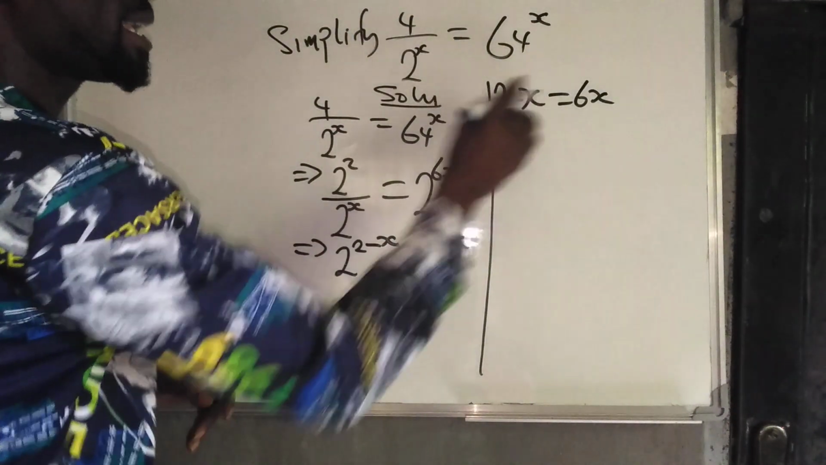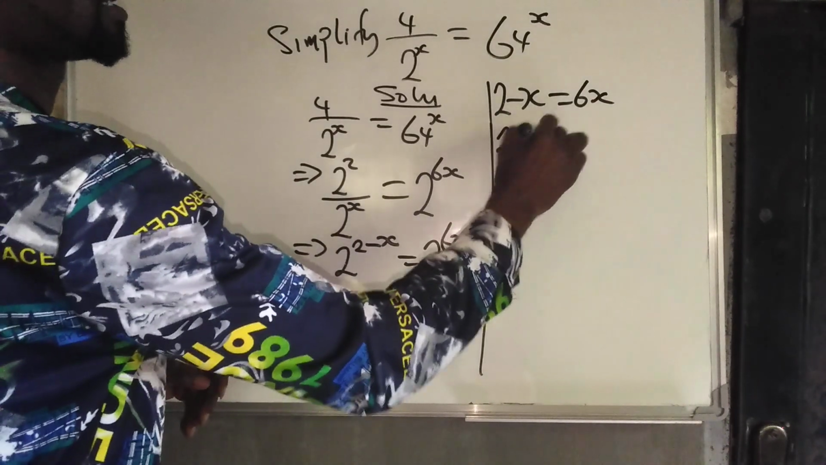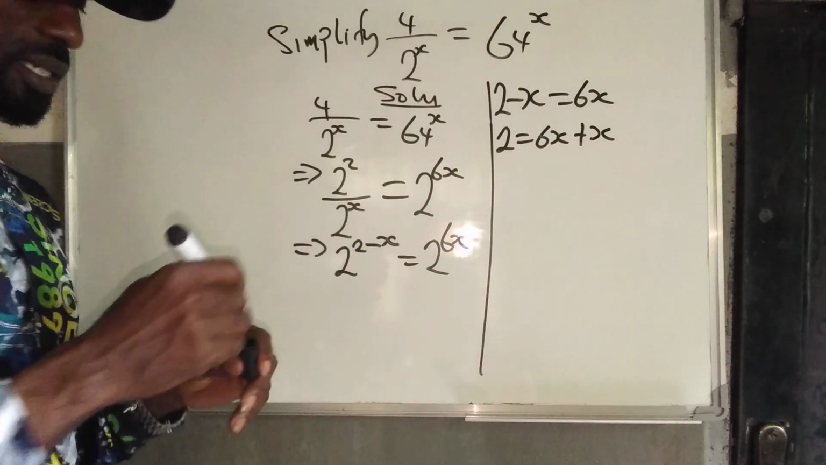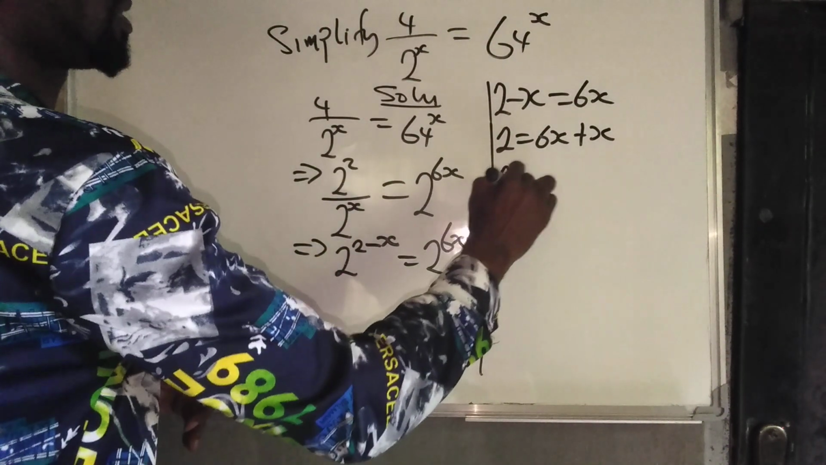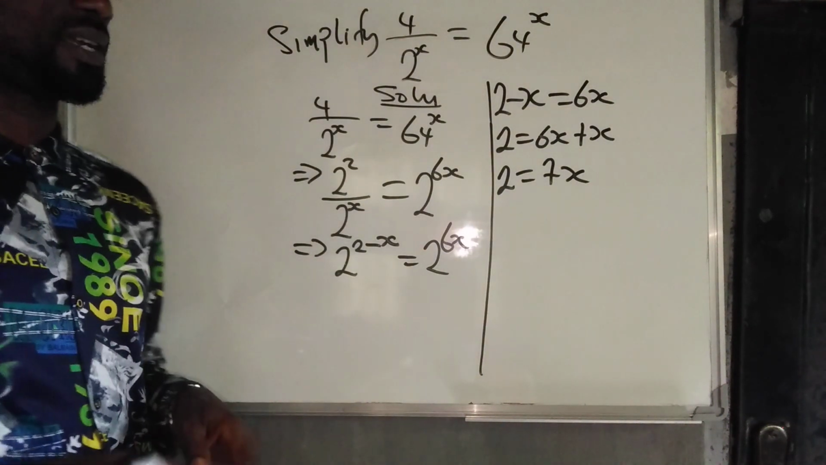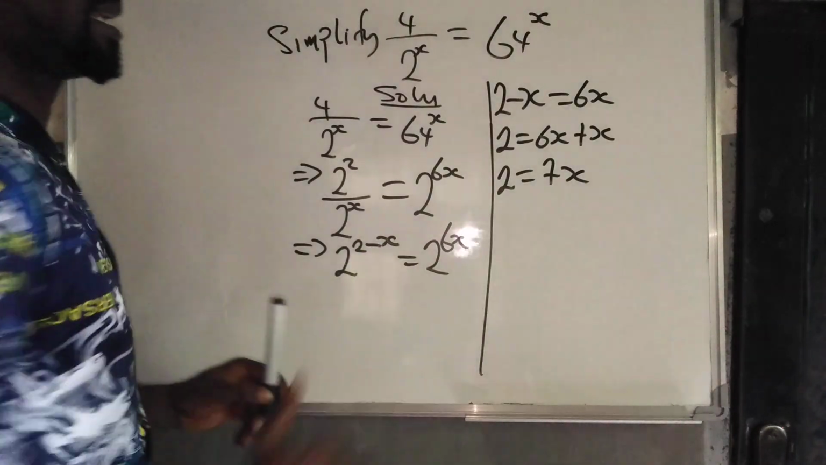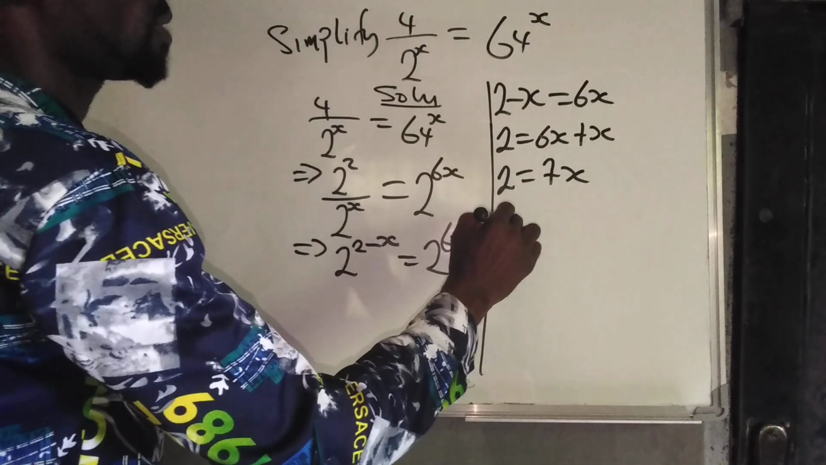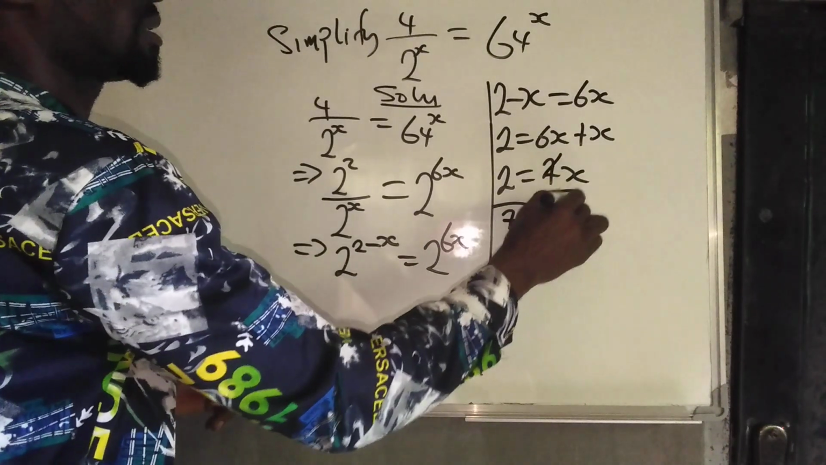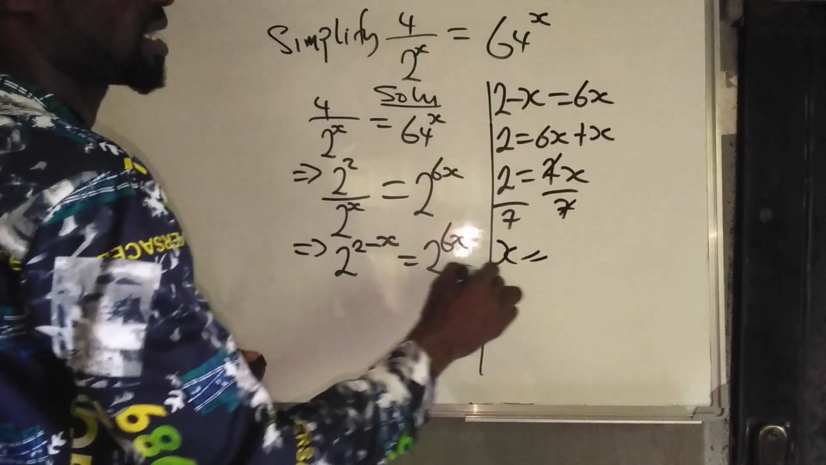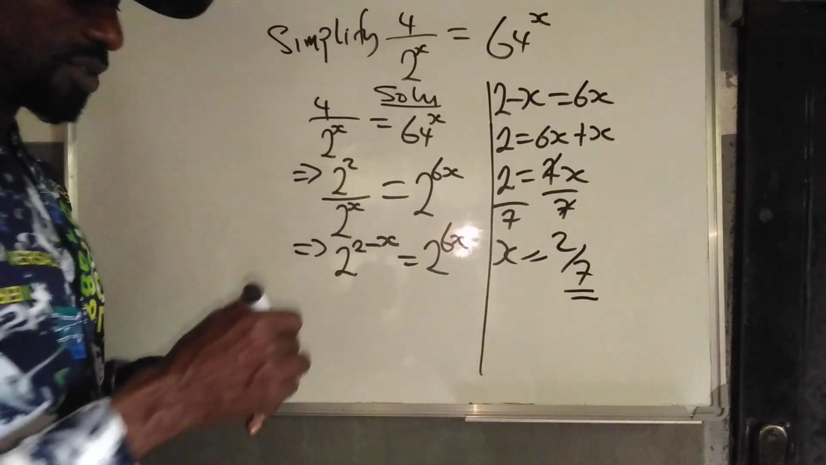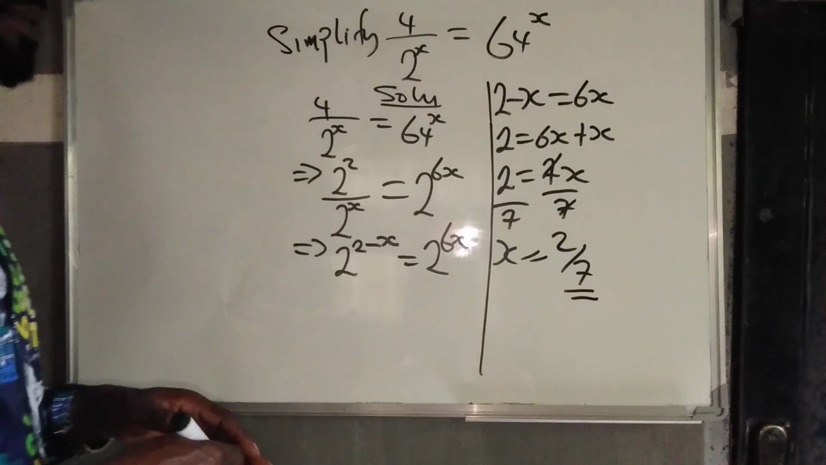Okay, now collecting like terms, so 6x, this minus x crosses the sign of equality, and that will change to plus x. So at this point, we're going to have 2 is equal to 7x. Now, how do we obtain the value of x? We obtain the value of x by dividing both sides by 7. So if you divide both sides by 7, this is over 7, this is over 7, then 7 takes away 7, and we end up having that x is equal to 2 all over 7. So 2 all over 7 is the value of x.